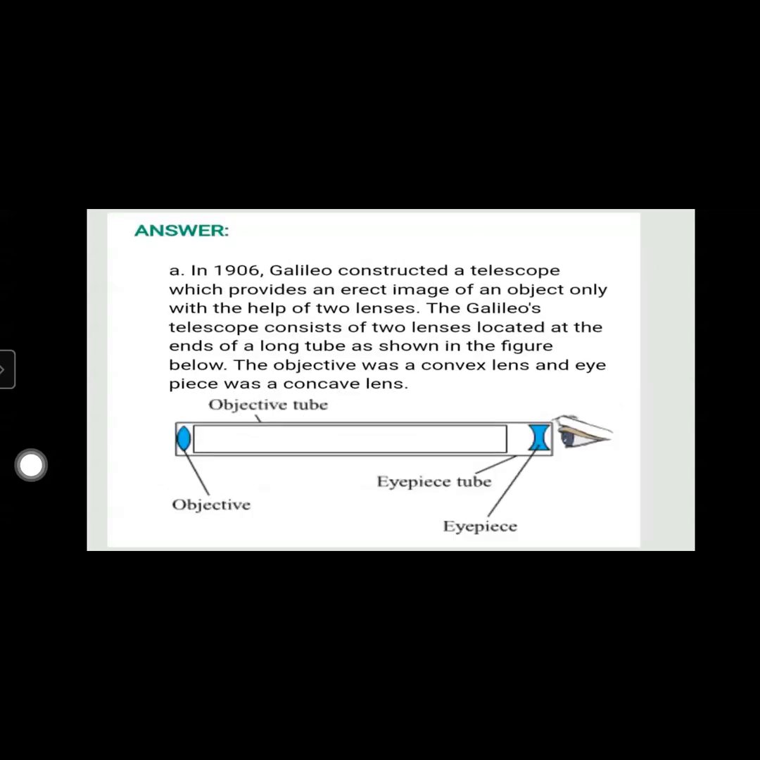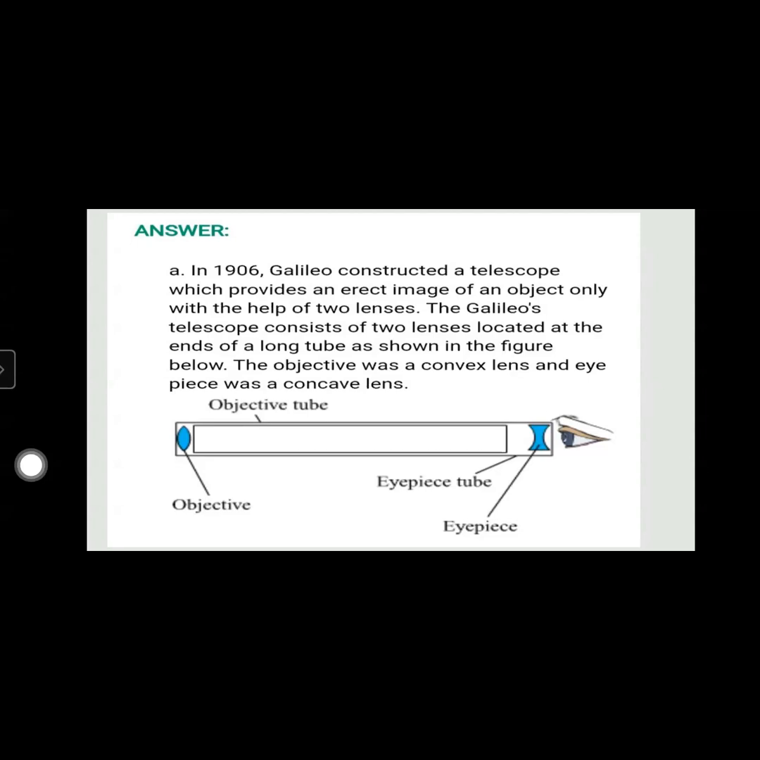Now the first answer, that is question number 6A. Explain the construction of Galileo's telescope. So how has Galileo made the telescope? In 1609, Galileo constructed a telescope which provides an erect image of an object only with the help of two lenses. Galileo's telescope consists of two lenses located at the ends of a long tube, as shown in the figure below. The objective was a convex lens, and the eyepiece was a concave lens.